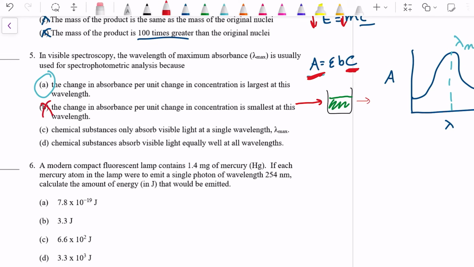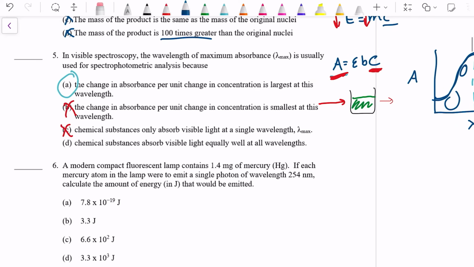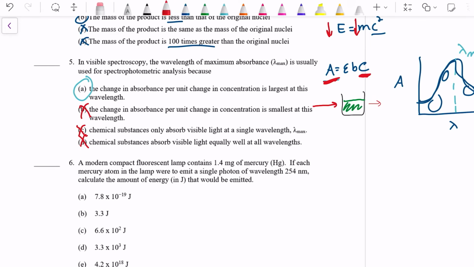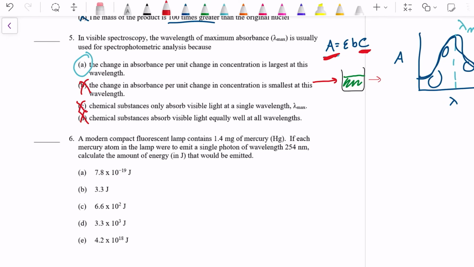B is the opposite, so that's not true. C is not true. The spectrum sort of looks like this, where you can absorb in multiple regions. D, chemical substances absorb visible light equally well at all wavelengths. That's not true. That would kind of imply everything's the exact same color, which obviously is not true. So we're going to go with 5A.